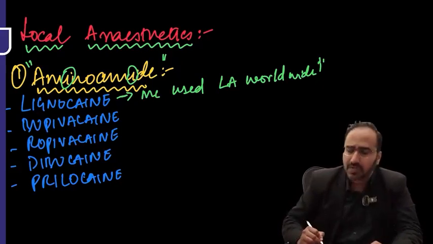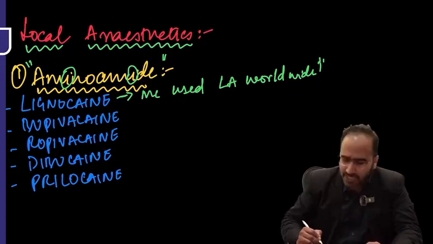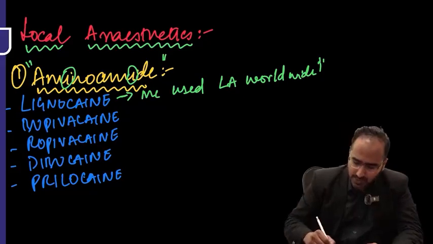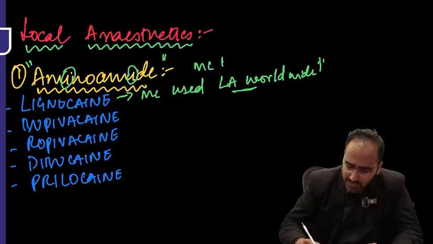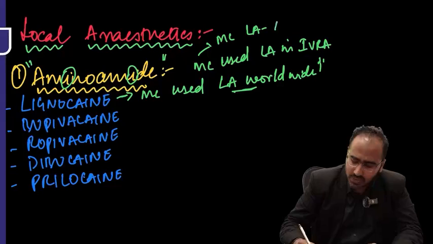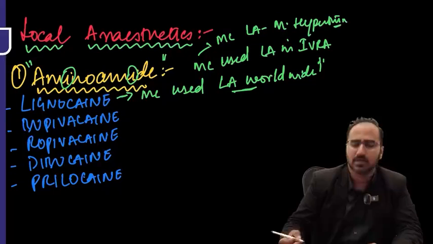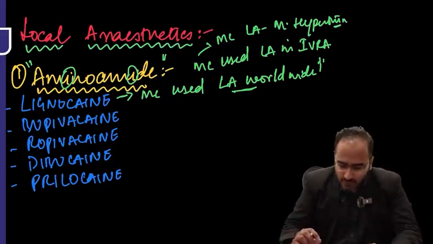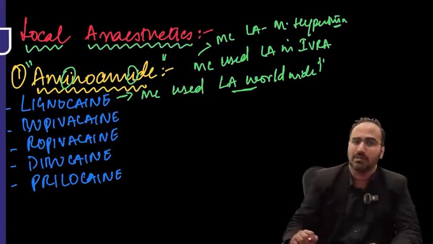Why is it commonly used? Because it is used in the majority of anesthesia-related techniques. So it is the most commonly used local anesthetic worldwide, and the most commonly used in IVRA. Apart from that, it is the most common local anesthetic to cause malignant hyperthermia also. So these are a few points of lignocaine that we need to remember.